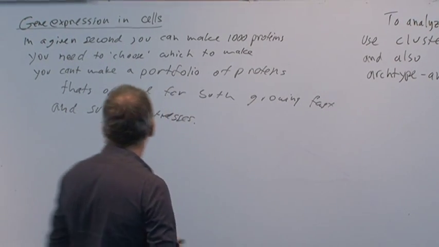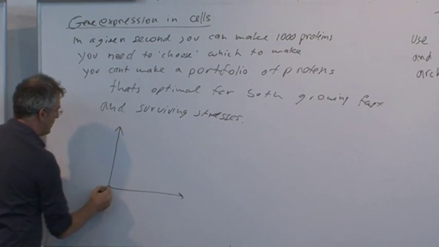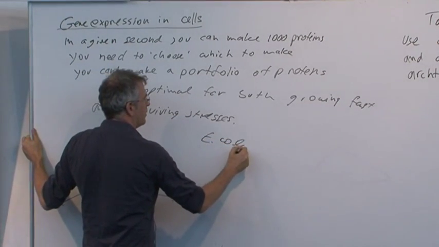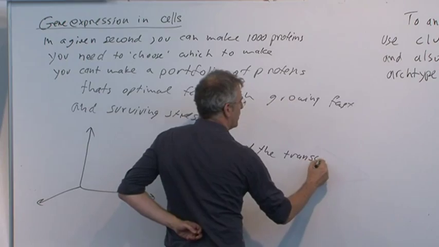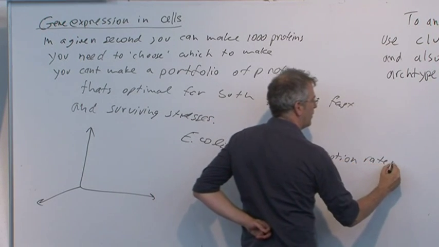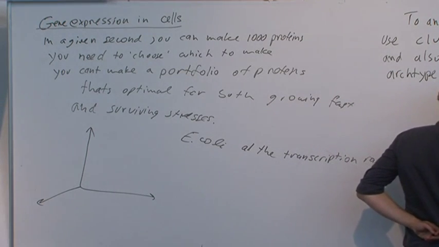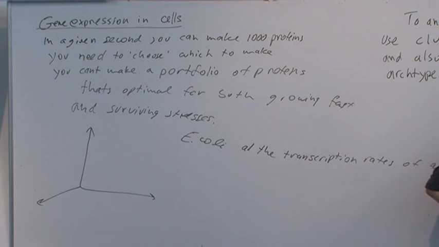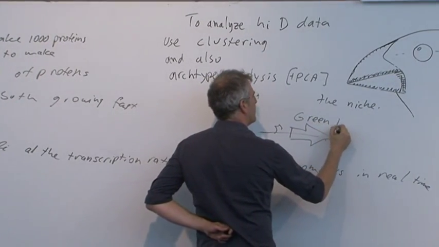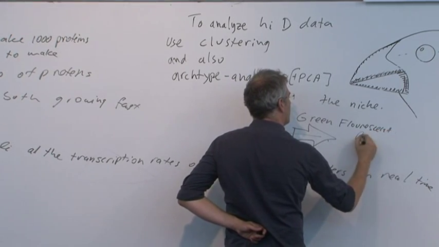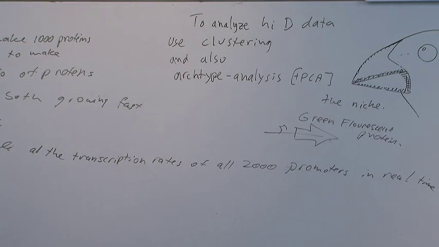Okay, so in this paper you'll find an experiment like that, where we looked at E. coli, and we had a way of measuring all the transcription rates of all its 2,000 operons, let's call them promoters, in real time. That's done by fusing the promoter to green fluorescent protein, and looking at 2,000 different E. coli, each one reporting, turning green in proportion to the production rate of a different protein.